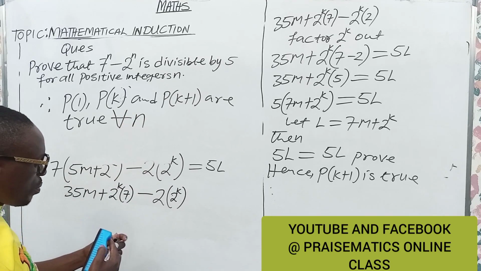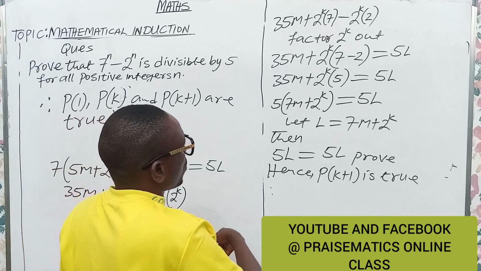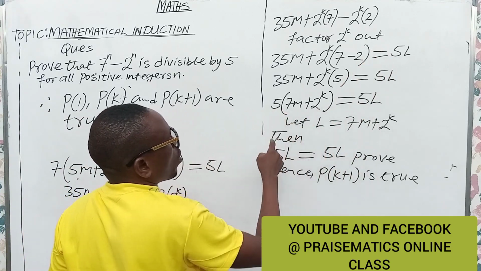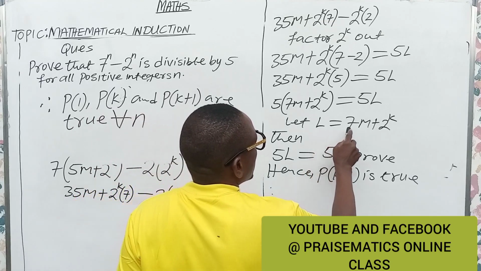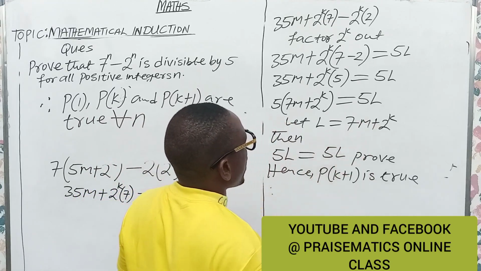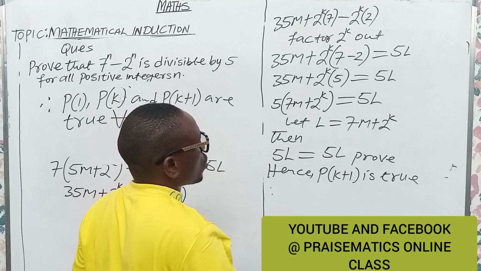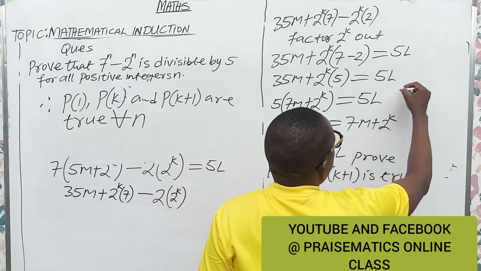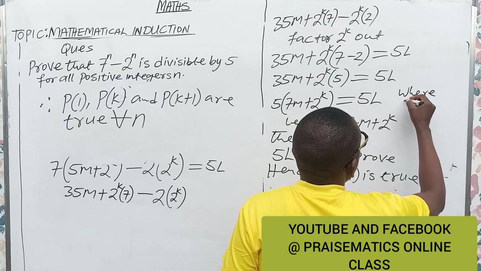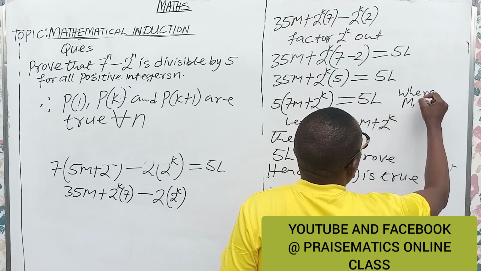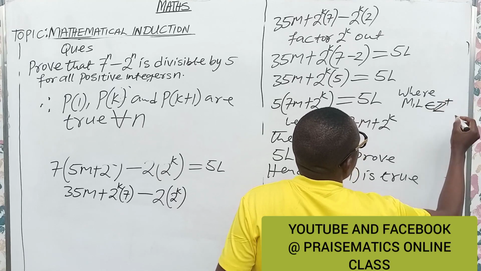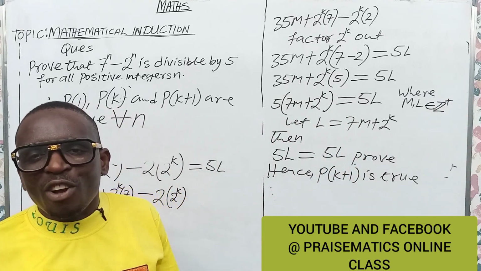So you can agree with me that this is divisible by this. If we divide this by this, you will now have that L is equal to this. Finally, our L is equal to m raised to power 7m plus 2k, where m, L is an element of positive integer. Thanks and God bless you.